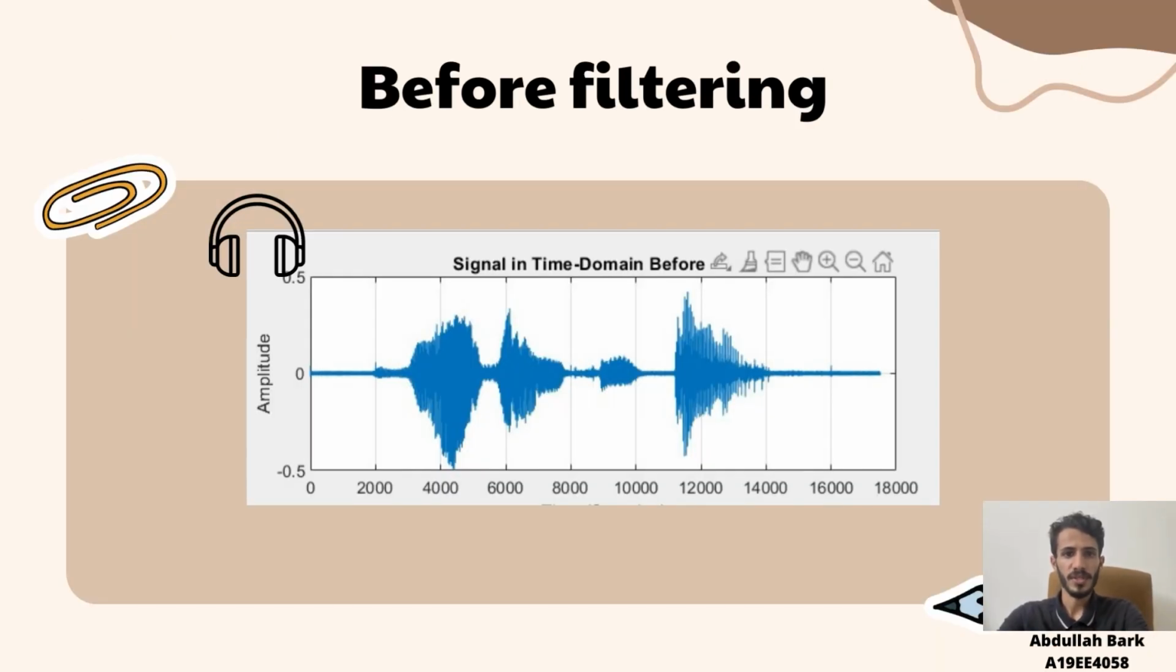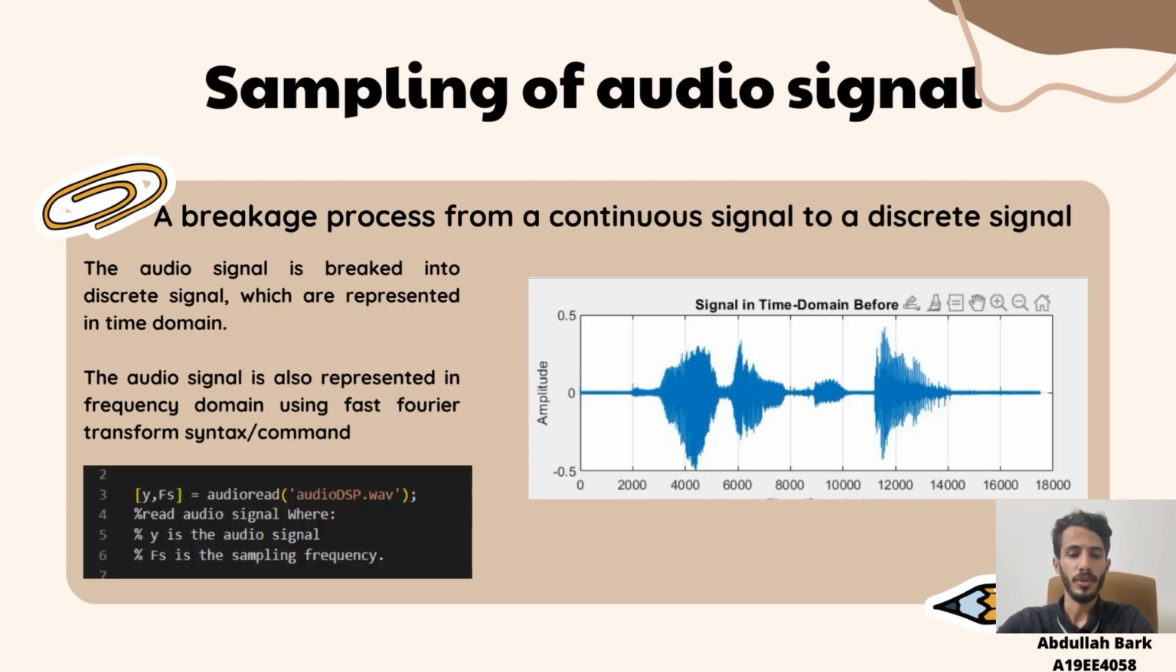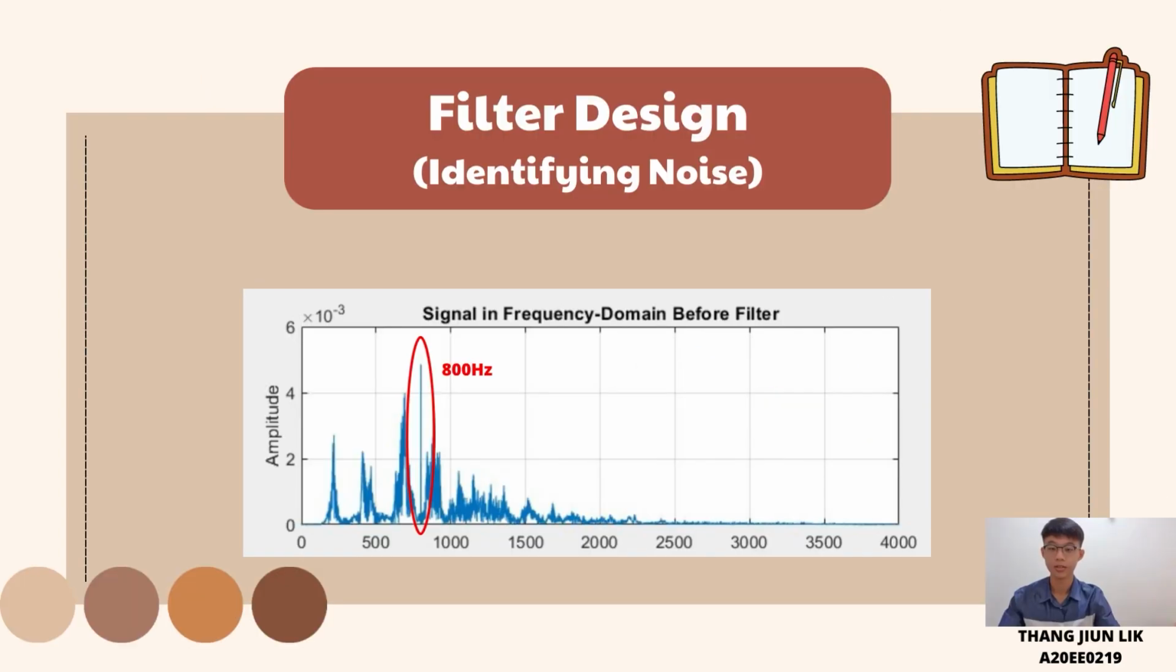So before we start the filtering process, we need to draw the audio signal in the time domain as shown in this slide. The y-axis represents the amplitude and the x-axis represents the time. After we draw the audio signal in the time domain, we need to convert it from the continuous signal into a discrete signal. And also the audio signal is represented in the frequency domain by using the fast Fourier transform command.